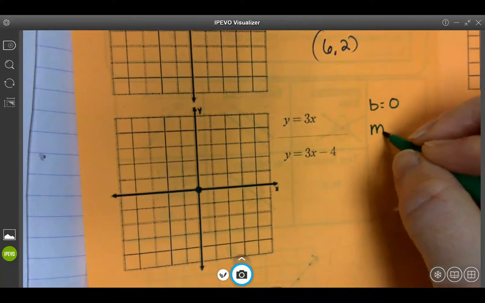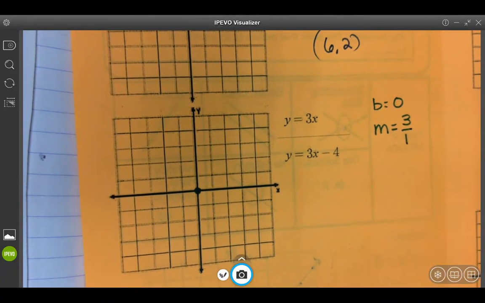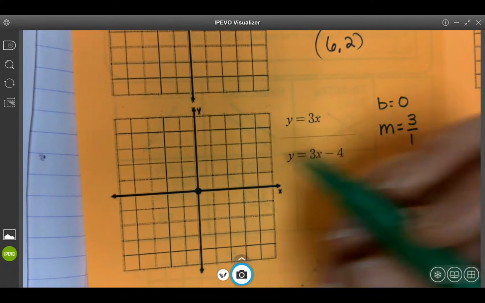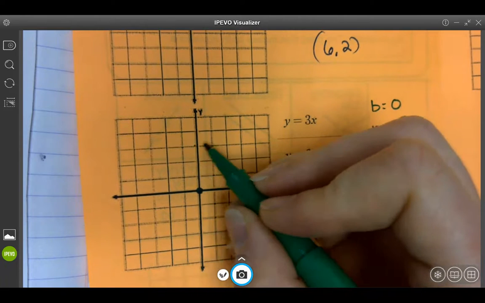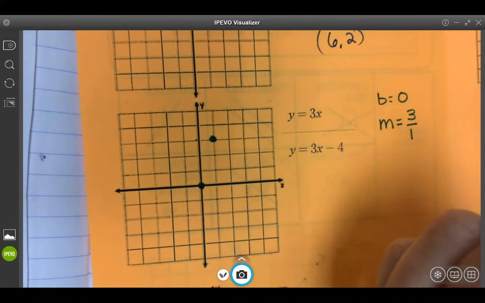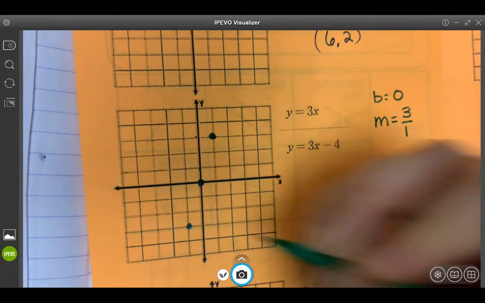Then our slope is 3/1. Start at your y-intercept. Rise 1, 2, 3/1. Can't go up 3/1, so we leave it. Go down 3, left 1.